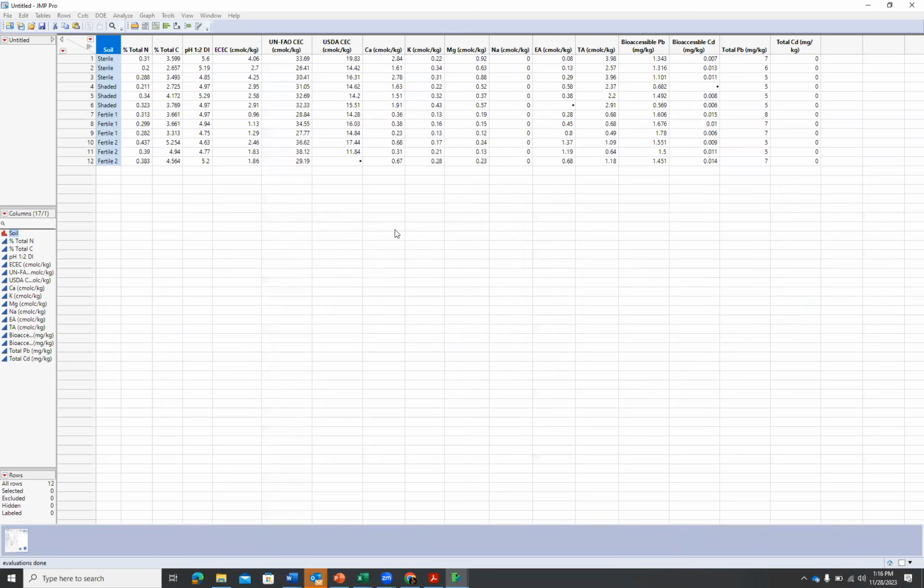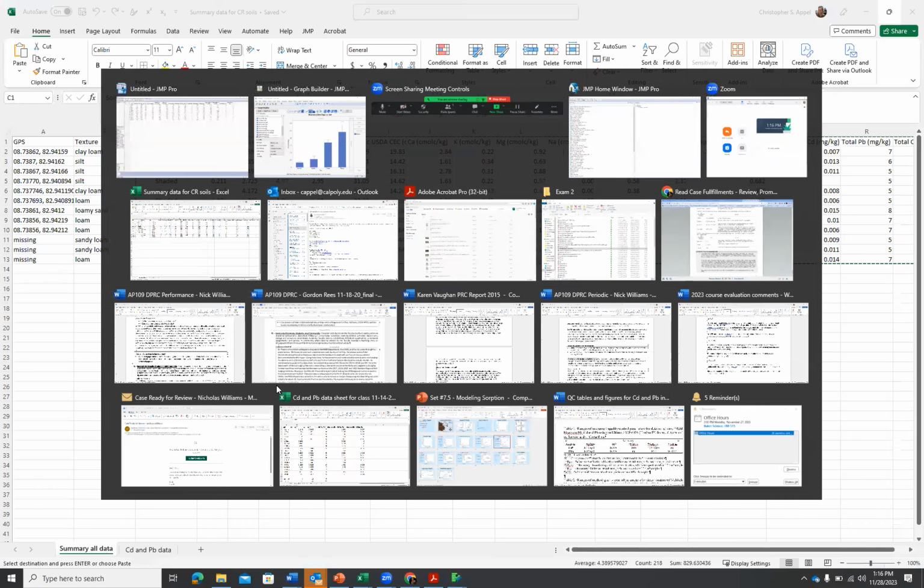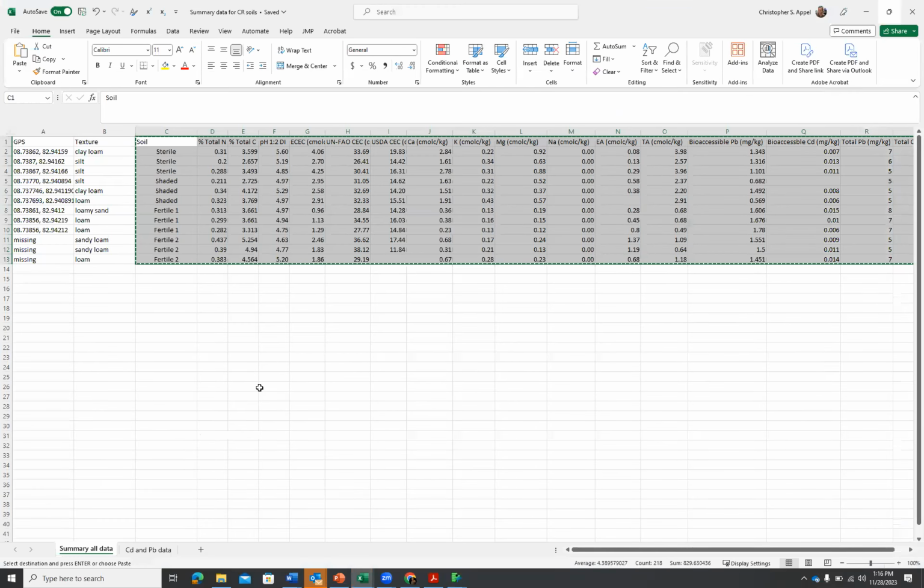if you go back to your spreadsheet in Excel, we're looking at it here. What else could give us an indicator of what the infertile soil and the shaded soil have in common versus the two fertile soils? Yeah, Hugo. Texture. Yeah. So what do you notice with texture?